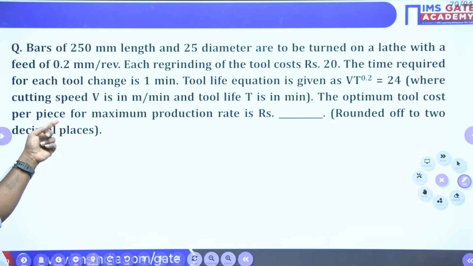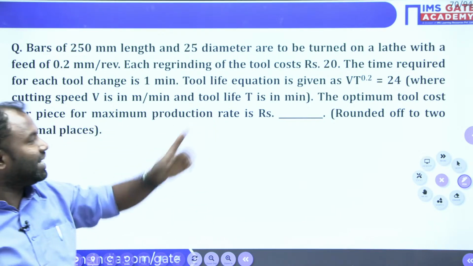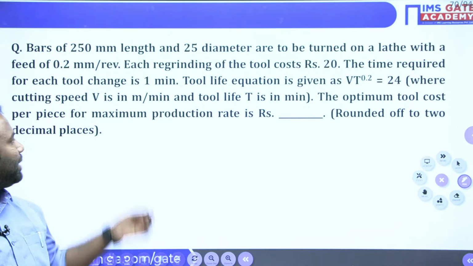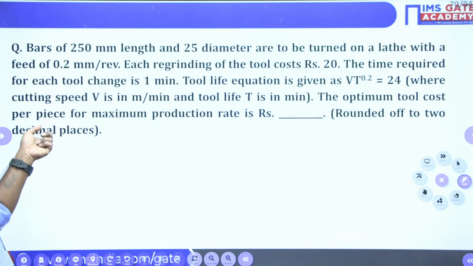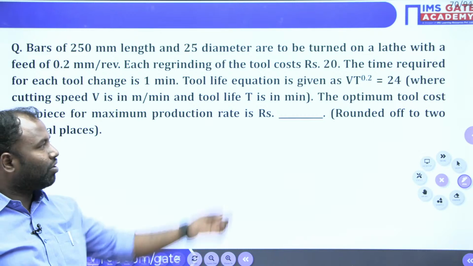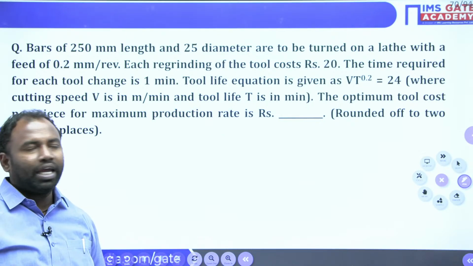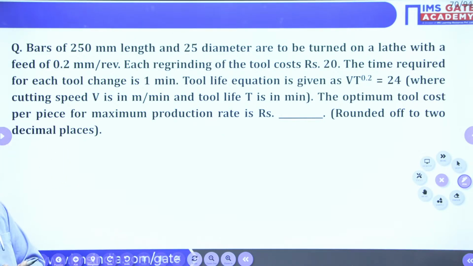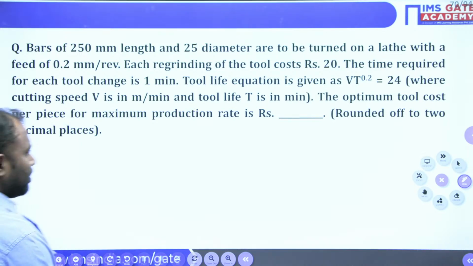The optimum tool cost per piece for maximum production rate is Rs something. We have to find that. Now let me segregate the data given in the problem.